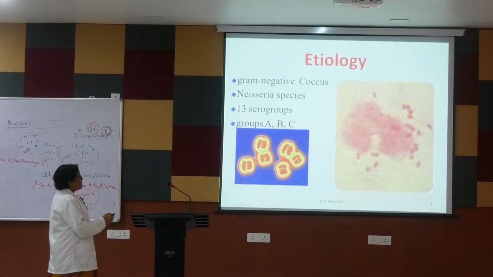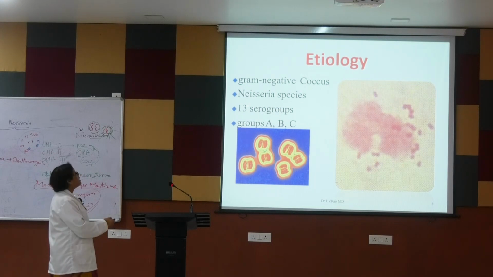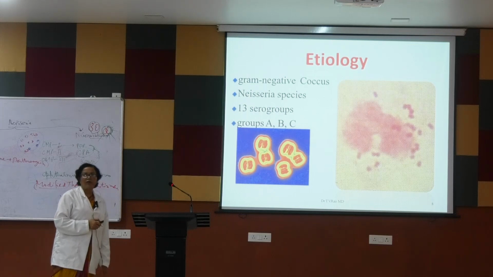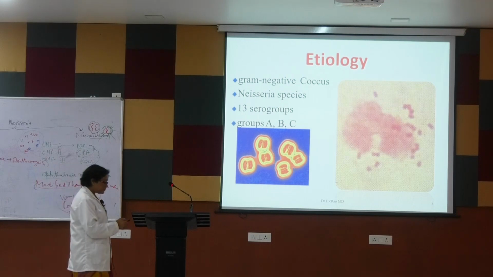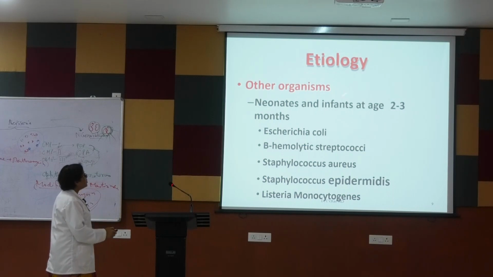You can see gram-negative diplococcus. This is capsule, always in diplo form, and there are 13 serogroups. That is A, B, C, etc. A, B, C, W135, Y, X, Z, E29. 13 total. Other ones you will know: E. coli I have told, beta hemolytic streptococcus, Staphylococcus aureus, Staphylococcus epidermidis, Listeria also.